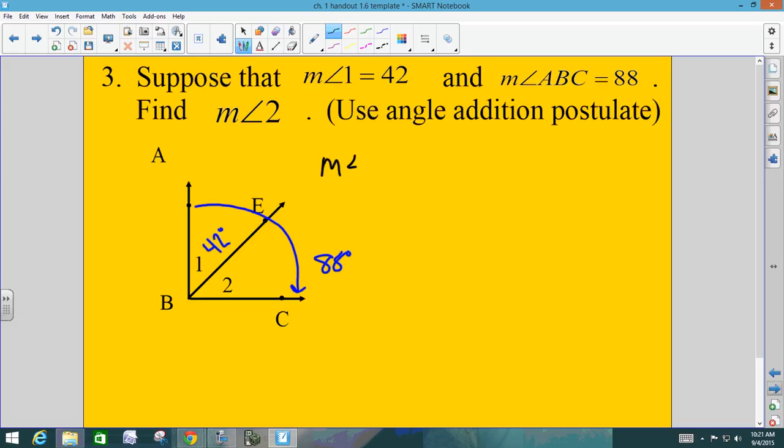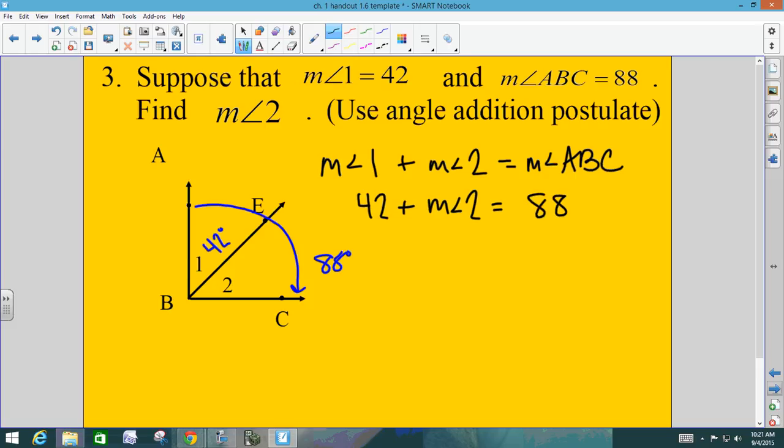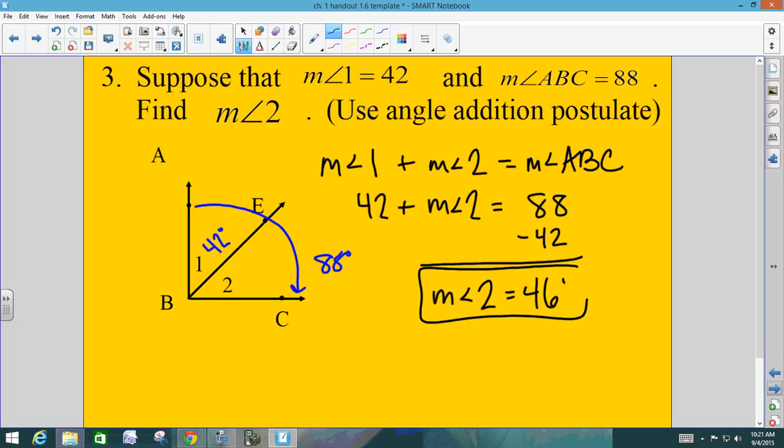Where it says use the angle addition postulate, I could write it out this way. I could say that the measure of angle 1 plus the measure of angle 2 would have to equal the measure of angle ABC. You guys agree? Yeah, and then I could use substitution. Angle 1 is 42. I don't know what angle 2 is, so I'm going to leave that as is. And the measurement of angle ABC is 88. To get angle 2 by itself, we'd have to do what with 42? Subtract it. Good. 88 minus 42? 46.